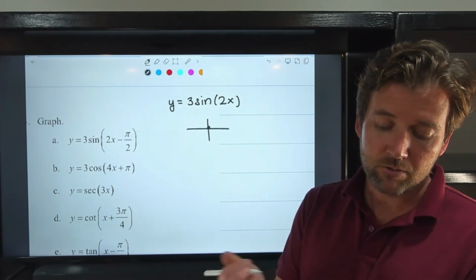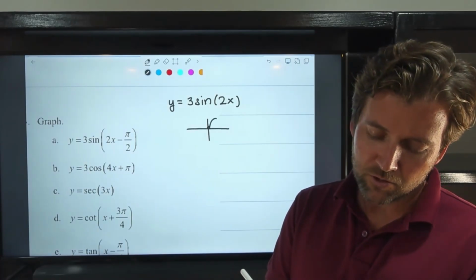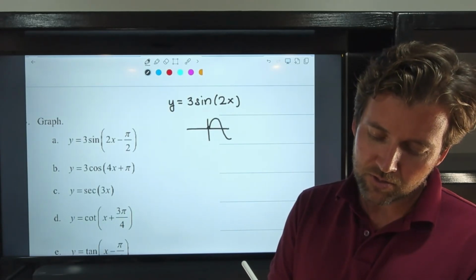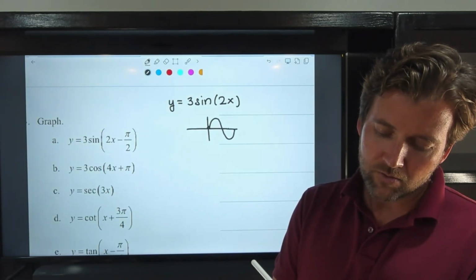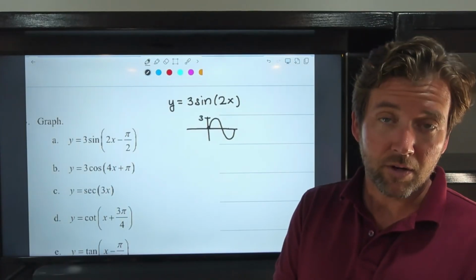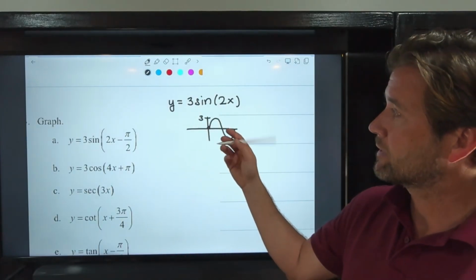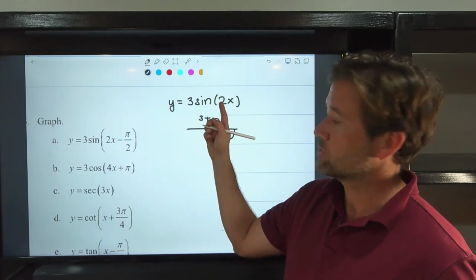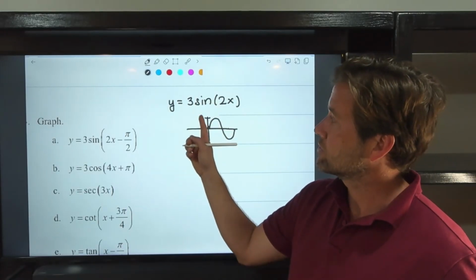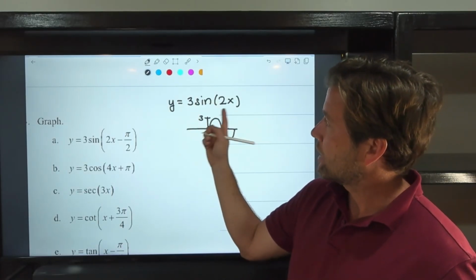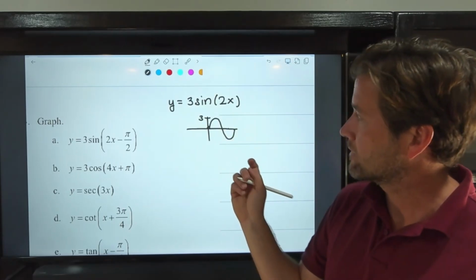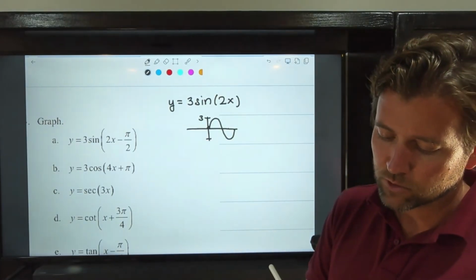So we know sine of 0 is 0. The function's increasing to the right of 0 initially and then decreasing. The relative max of sine is 1. Sine of 2x, the biggest output it can have is 1. But then we have a times 3 here. So now 3 is the biggest output this function can give us. And -3 is the smallest output.